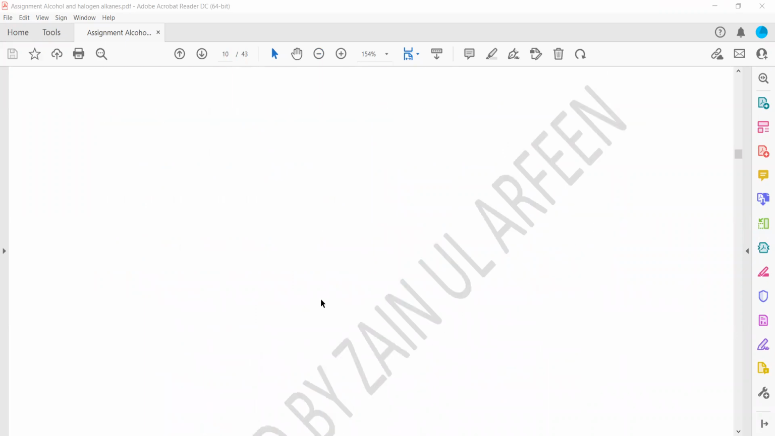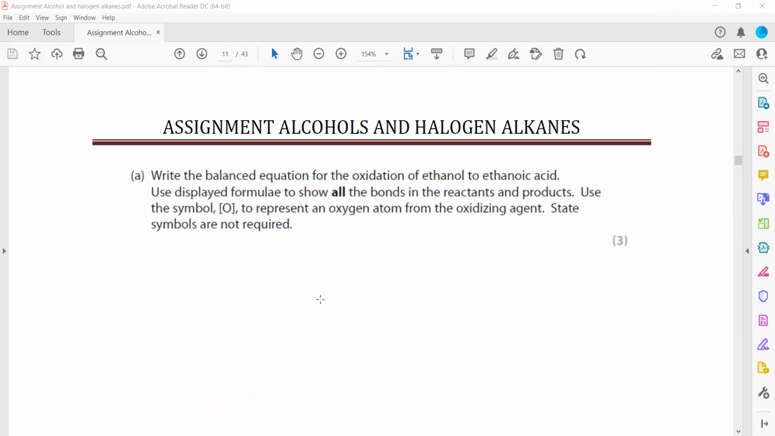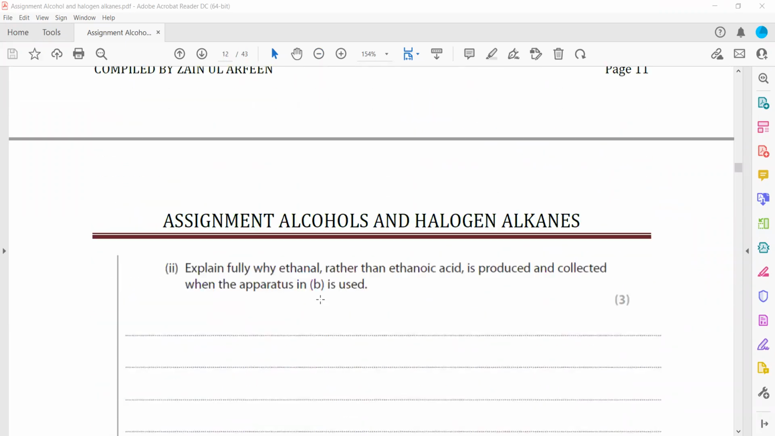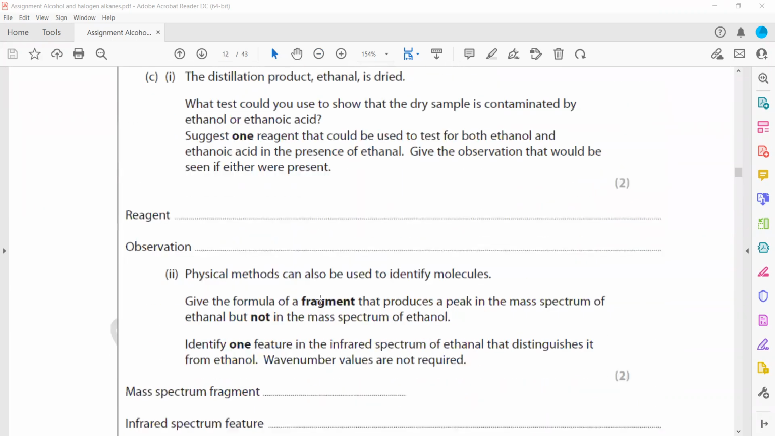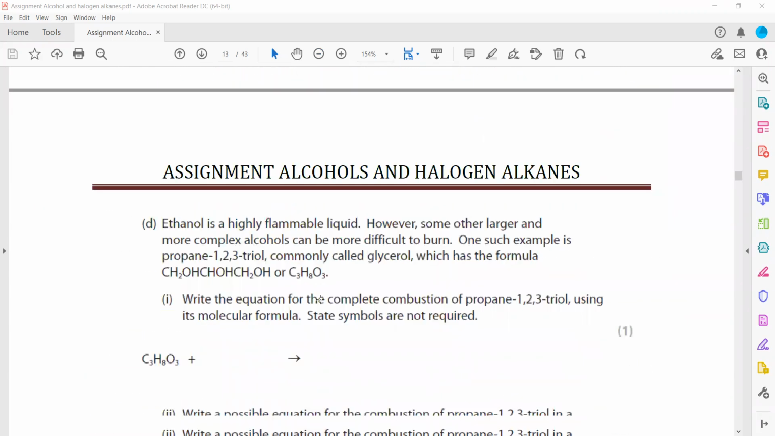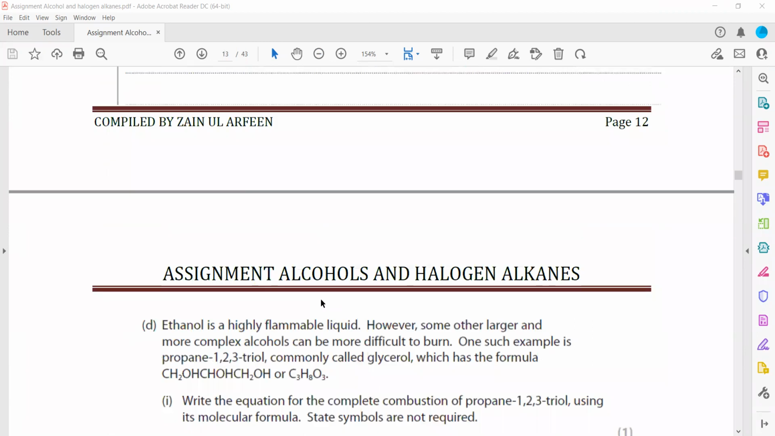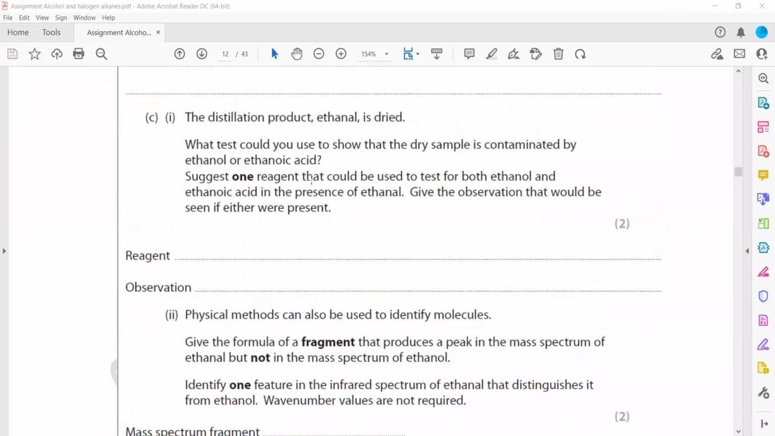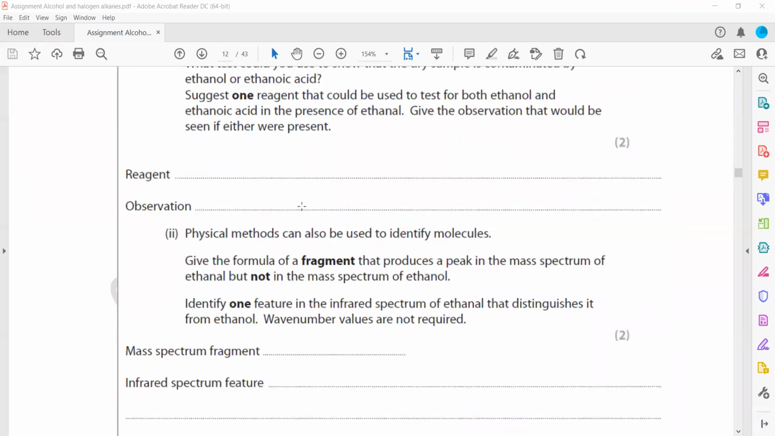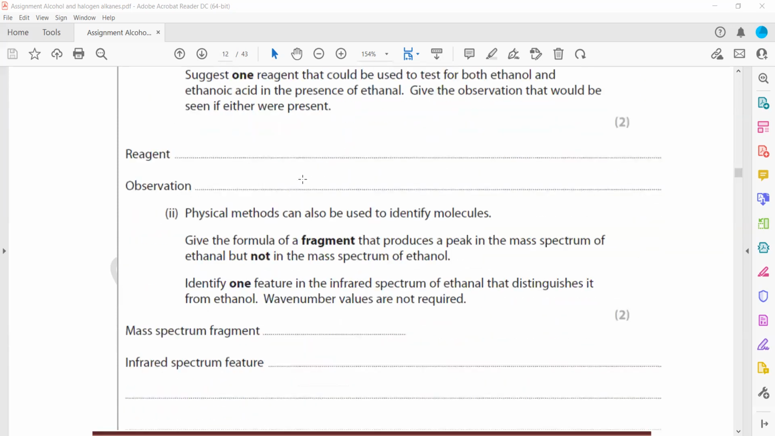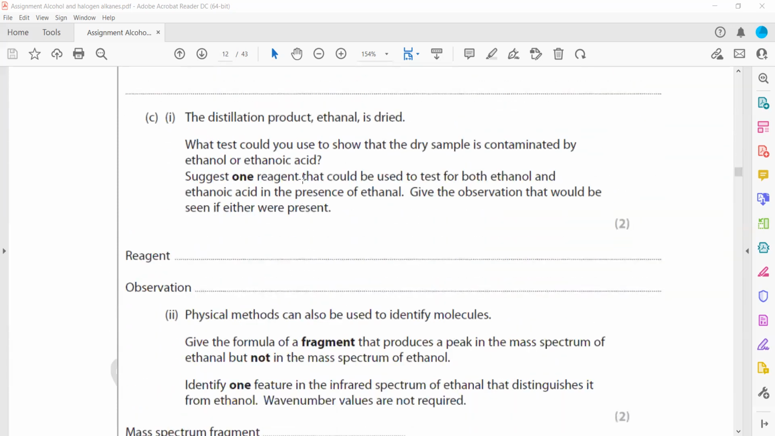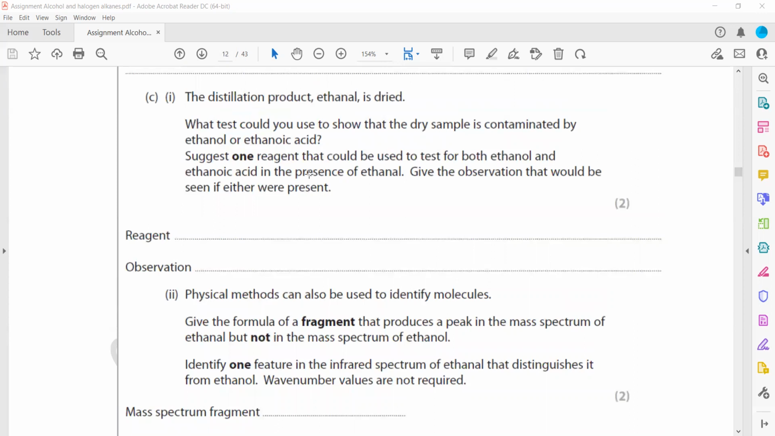Alcohol such as ethanol undergo number of reactions. That is question 9, C1 and C2. Okay. So in C1, what happened? The distillation product ethanol is dried, and then it was tested.